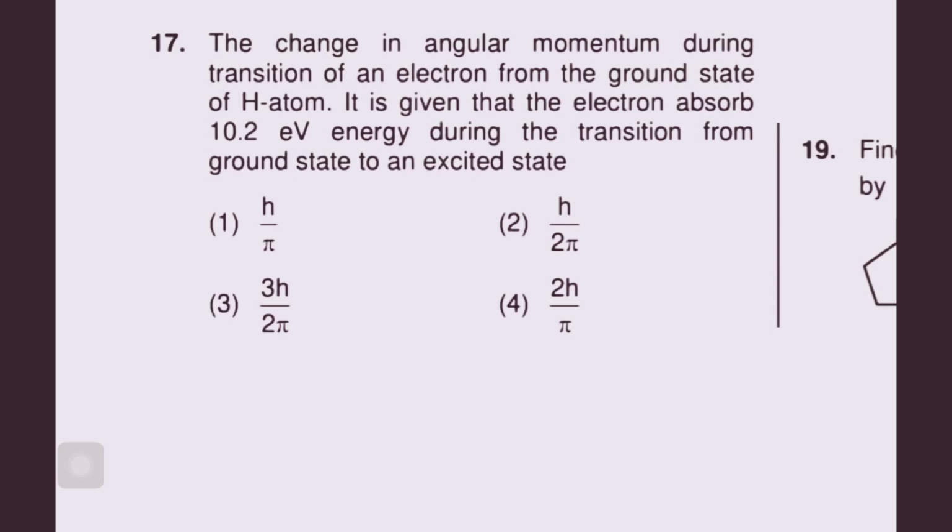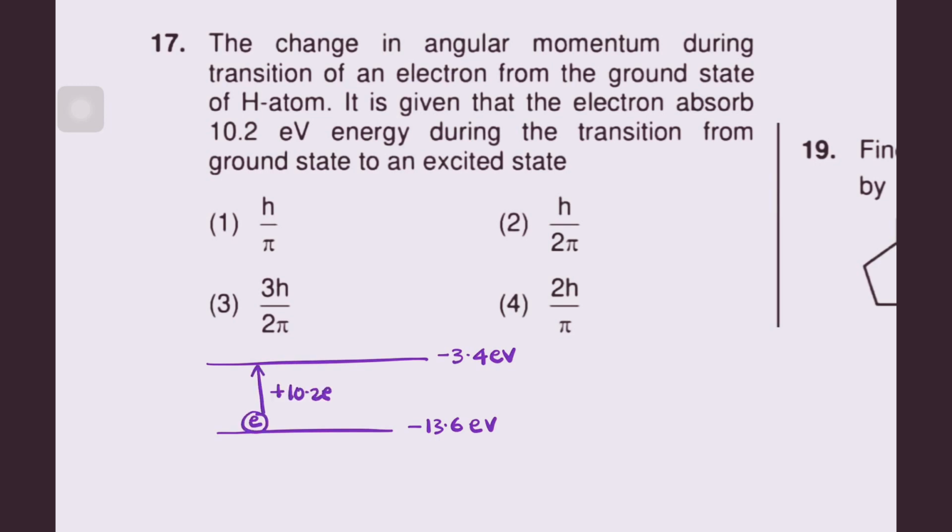That is question number 17. What they're asking, see, the change in the angular momentum during transition of an electron from the ground state of a hydrogen atom. It is given that the electron absorbed 10.2 electron volt energy during the transition from the ground state to the excited state. So you know that the ground state energy is minus 13.6 electron volt. And the first excited state energy is minus 3.4 electron volt. So if the electron is given the energy that is equal to plus 10.2 electron volt, then it will undergo transition from n equal to 1 to n equal to 2. Now the electron is present in the second orbit. Earlier it was in the first orbit.